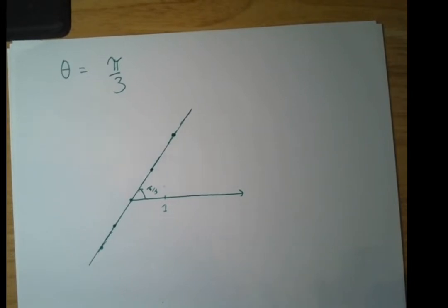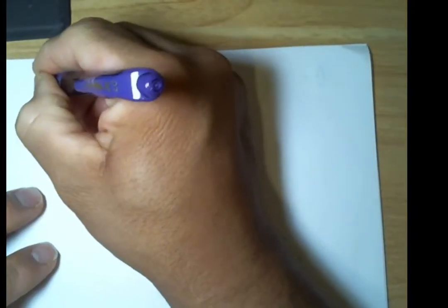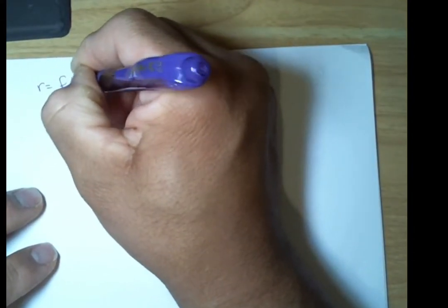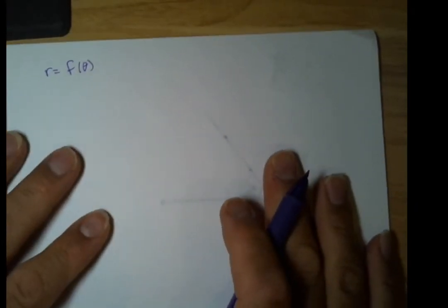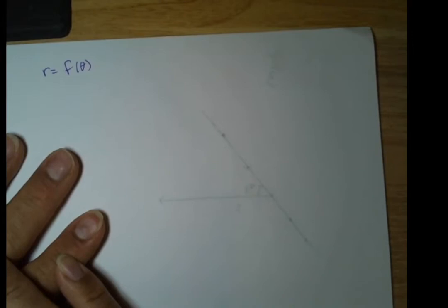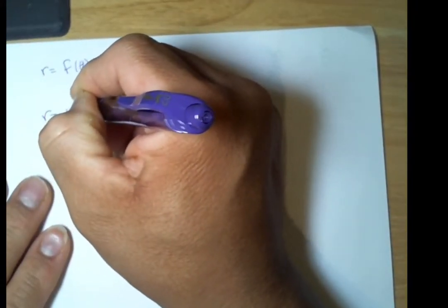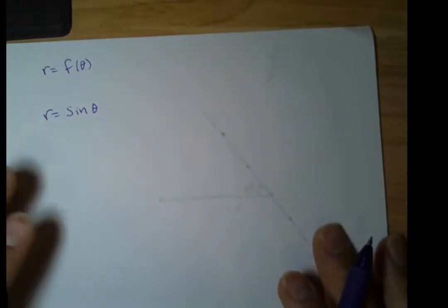Okay, so now what if we had something a little more interesting? Let's say we had a function of theta. Now, in most of our examples here, I think just about all of them, we're going to take the formulation where r is equal to some function of theta. So we're going to take that approach here. Let's say we want to graph something like this: r is equal to sine of theta.